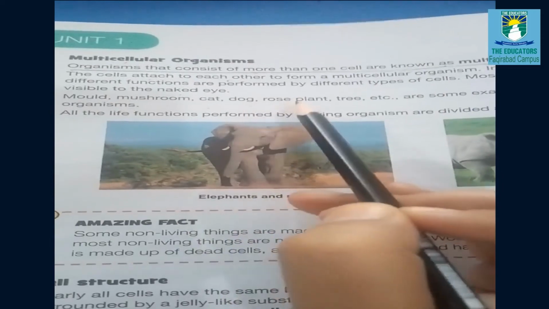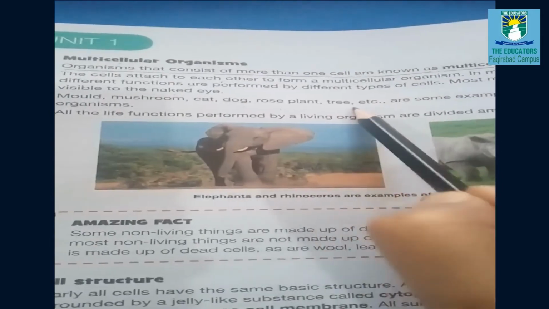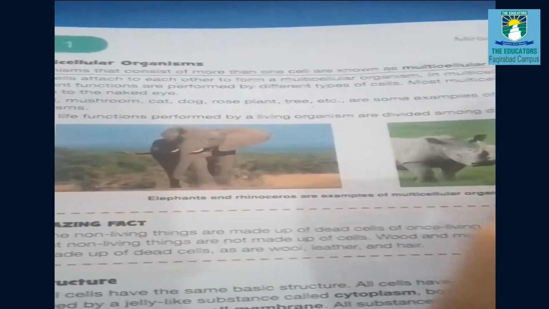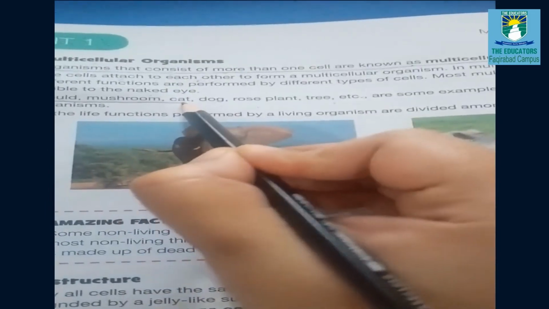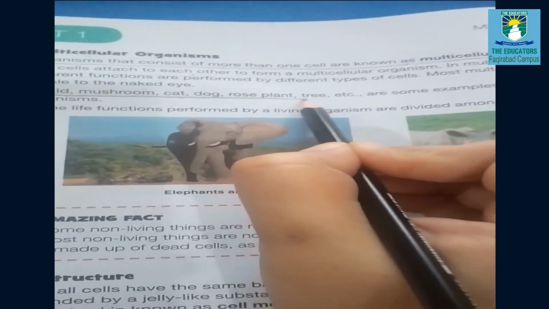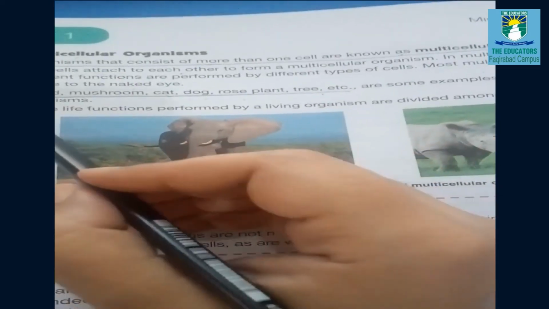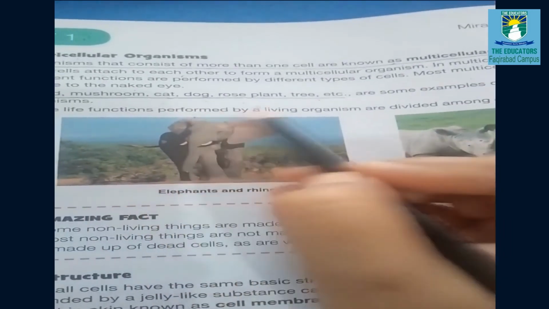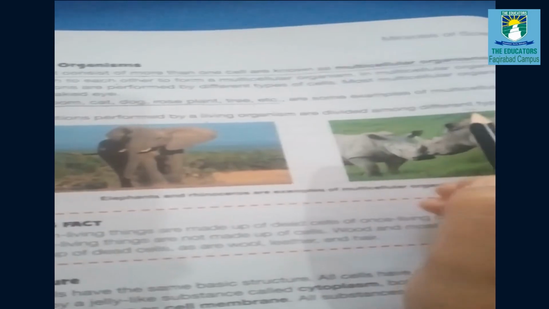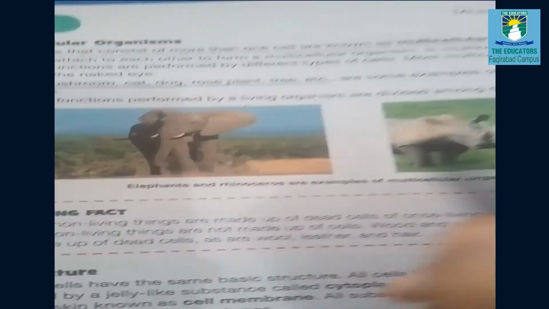Mold, mushroom, cat, dog, rose plant, tree, etc. are some examples of multicellular organisms. Now, what are the examples of multicellular organisms? Mold, mushroom, cat, dog, rose plant, trees, etc. All the life functions performed by a living organism are divided among different types of cells.